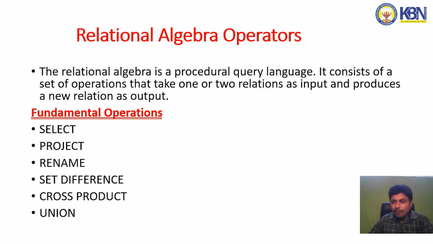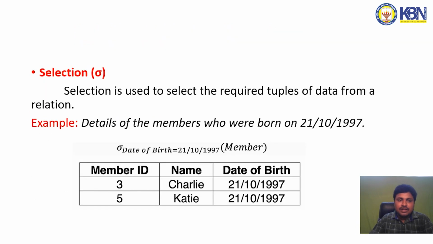Relational algebra operations. Relational algebra is a procedural query language. It consists of a set of operations that take one or more relations as input and produce a new relation as output. The fundamental operations are select, project, rename, set difference, cross product, and union. Selection. What is the selection? The selection is used to select the required tuples of data from a relation.